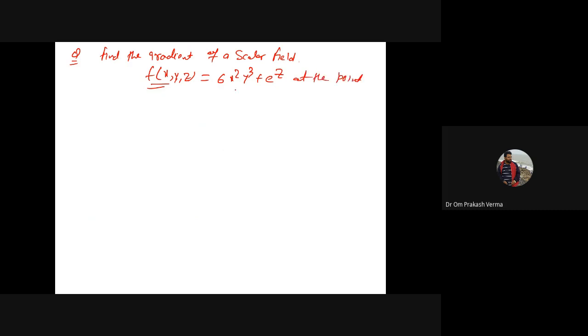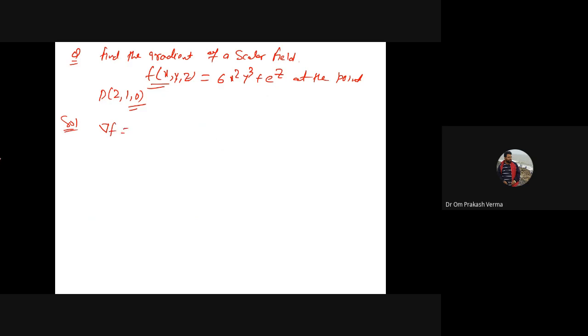So the first problem is to find the gradient of a scalar field. Let's say f of x y z, instead of v here it is given as the function f, and this function is 6x square y z cube plus e to the power z, at the point P(2, 1, 0). It is given. So simple, you can find the solution.